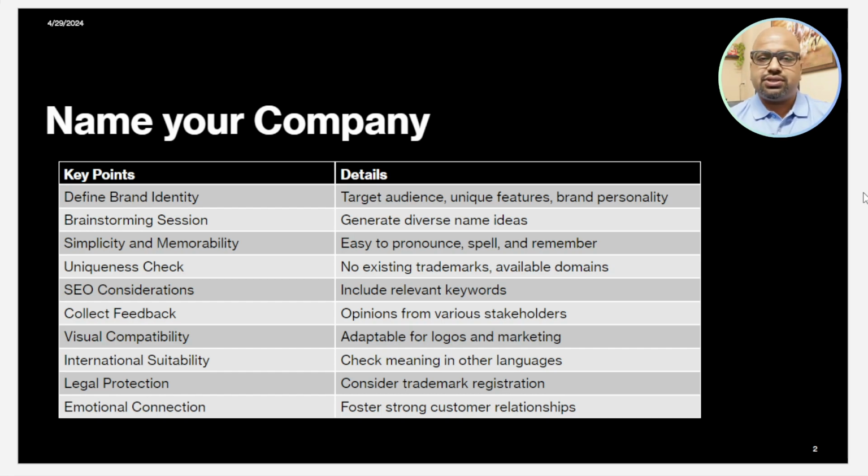Then legal protections, go for trademark registrations. That's something which you can check on. And then emotional connections. It should be very much communicating your name.